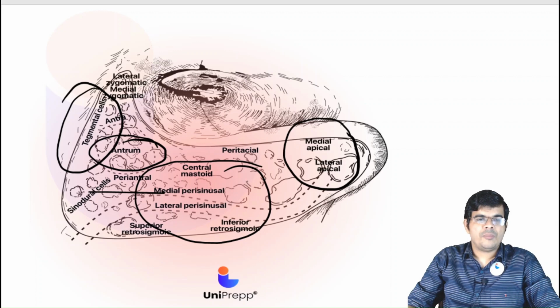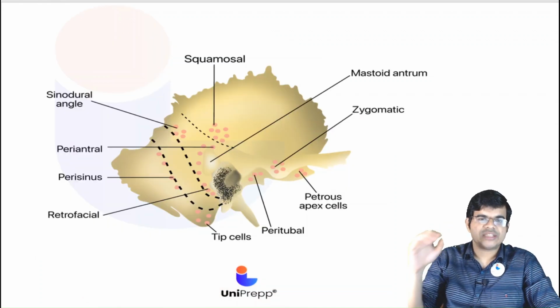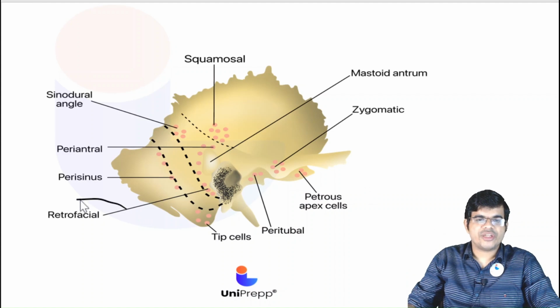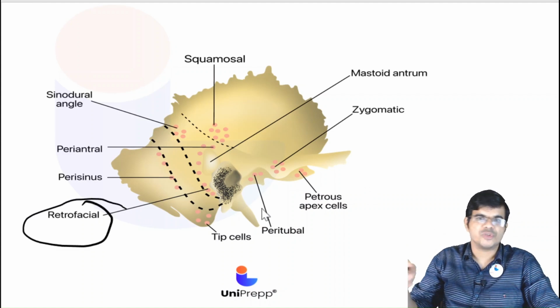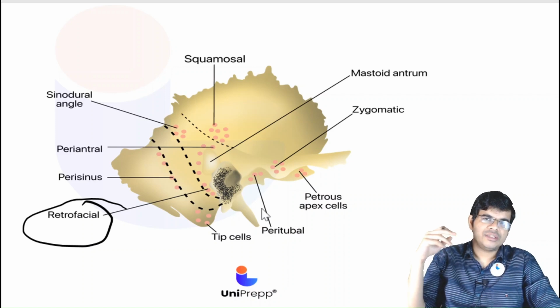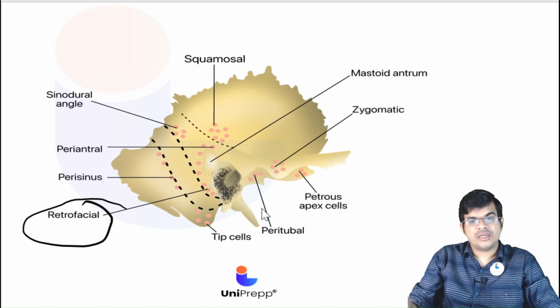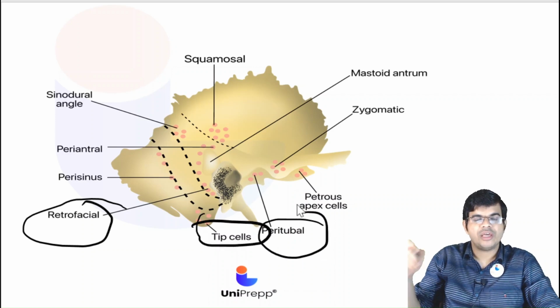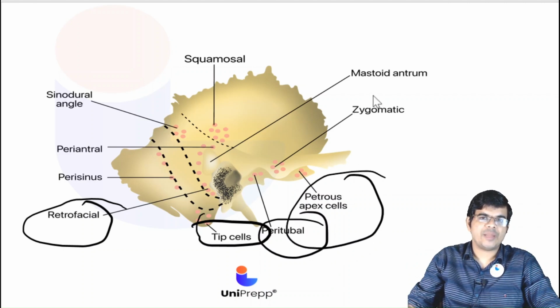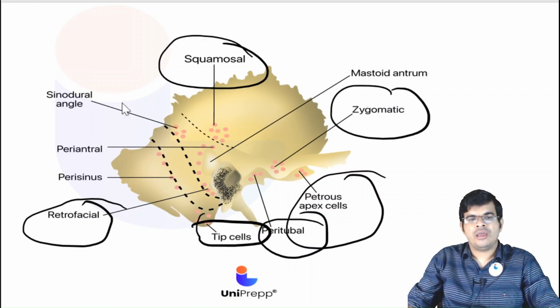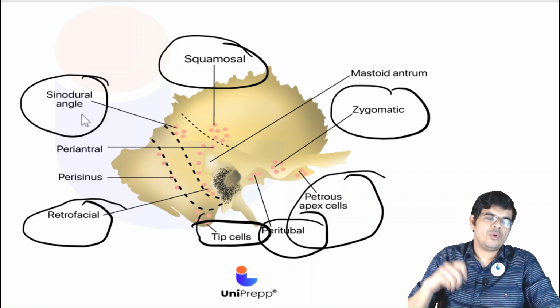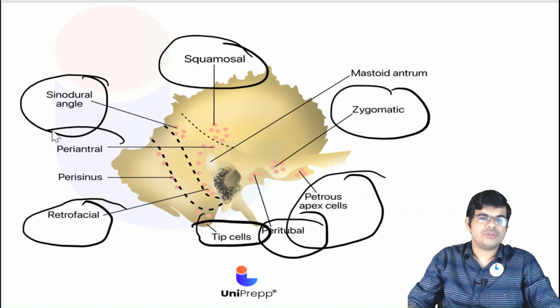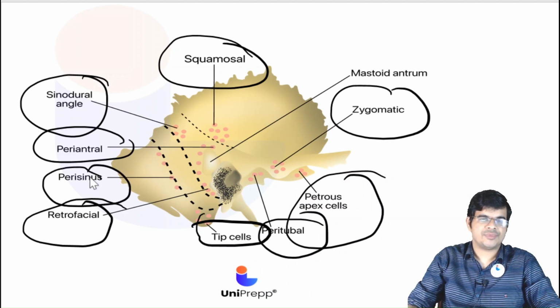But the most important cells that you have to remember are the retrofacial cells, which are seen around the facial nerve, because while drilling, when you are trying to remove them, there is a high chance of injury to the facial nerve. Then you have the tip cells in the area of the mastoid tip, then peritubal cells around the eustachian tube, and petrous apex cells. Then there are some accessory mastoid air cells such as zygomatic cells and squamosal cells. Even in the area of the sinodural angle there are some cells, and of course you have the periantral and perisinus cells.